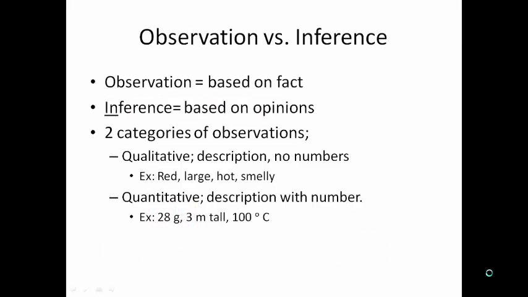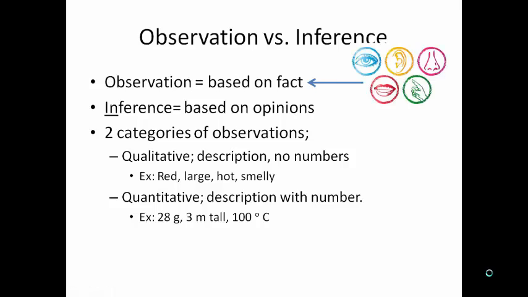One of the first things that you really need to learn is the difference between observation and inference. Observation should come first. It's really what you want to take when you are taking data during an experiment, and it also starts the whole scientific method. So let's learn what the difference between observation and inference is. Observation is always based on facts. You're going to use your five senses.